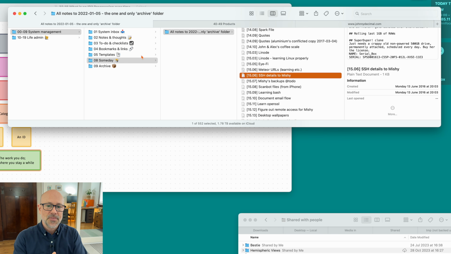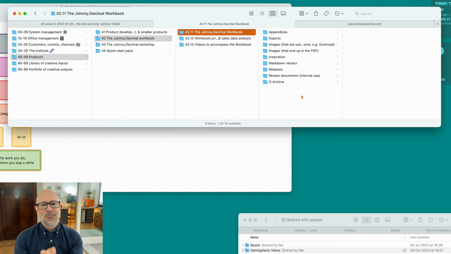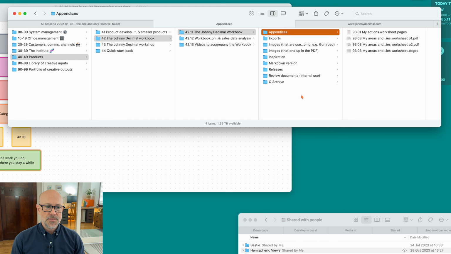Okay, that was then. Now I'm going to show you a recent example. I'm going to show you the folder that we used to produce the Johnny.Decimal workbook. All right. Talk about going the other way. Here's the Johnny.Decimal workbook, 4211, the whole thing. Because, and this worked. We produced a workbook.